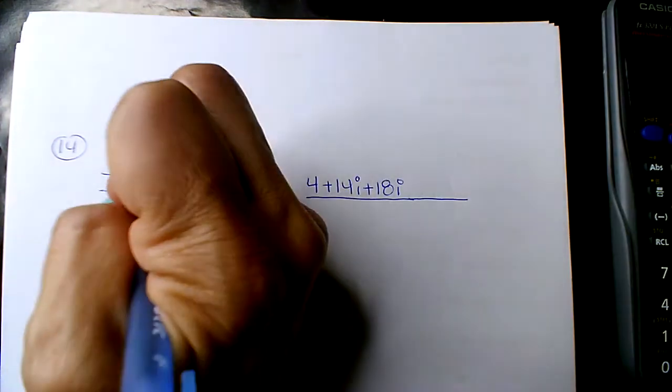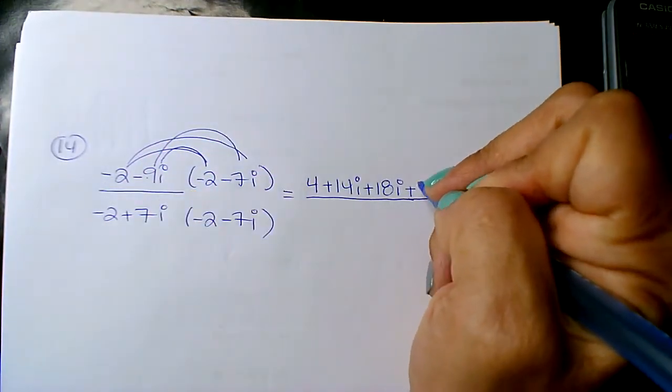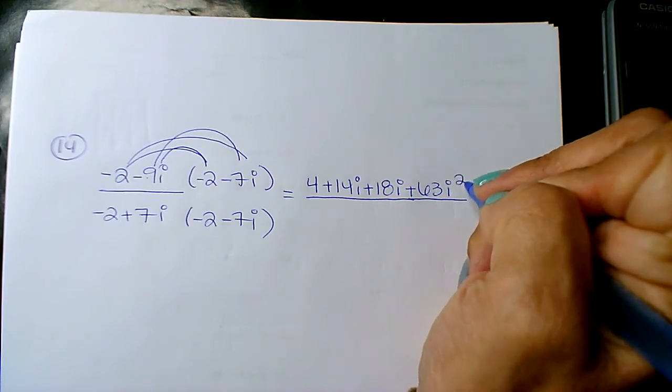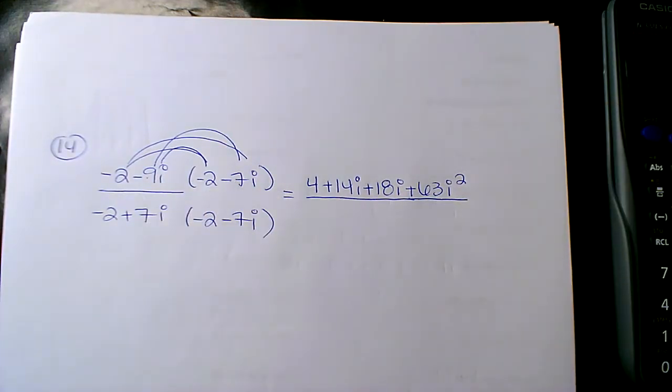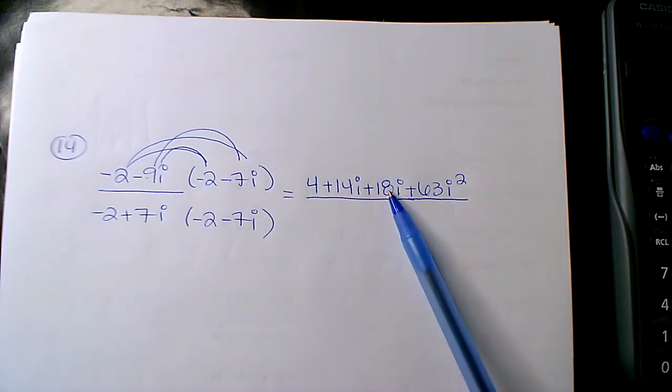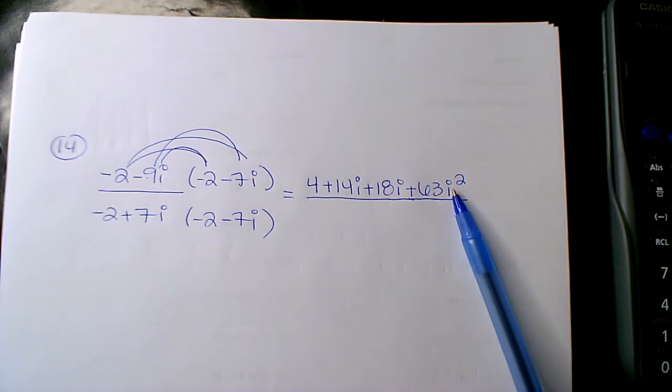-9 times -7 is +63i squared, because i squared. So if you are FOILing or distributing two complex numbers, it should go real number, i, i squared. That's kind of, if you're doing it correctly, how it should look once you expand it out, right? Real number, imaginary, double i squared, right?